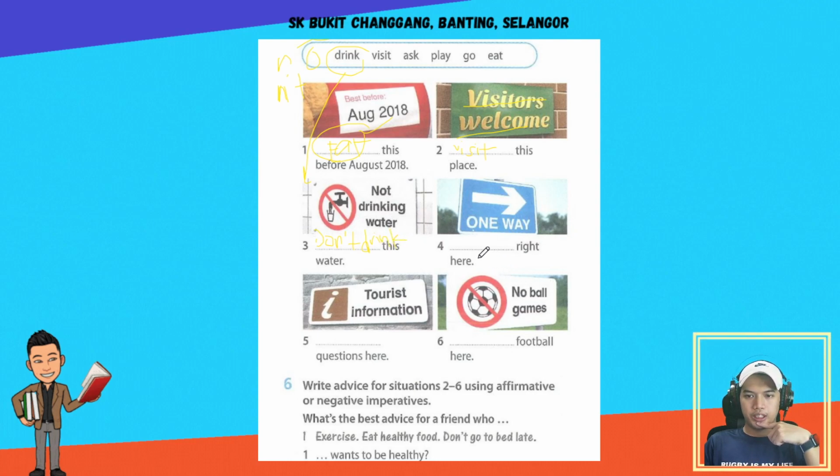Number four. Right here. So, this one is, the answer here is go. So, here is go. Remember, imperative should be in the base form. Jangan pula awak tulis going. Salah. Sebab going to adalah present continuous form. Go is the base form or the root word. The base word or root word.